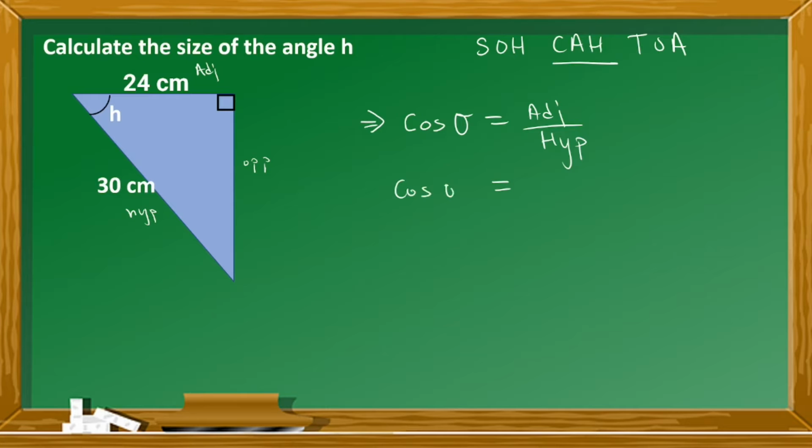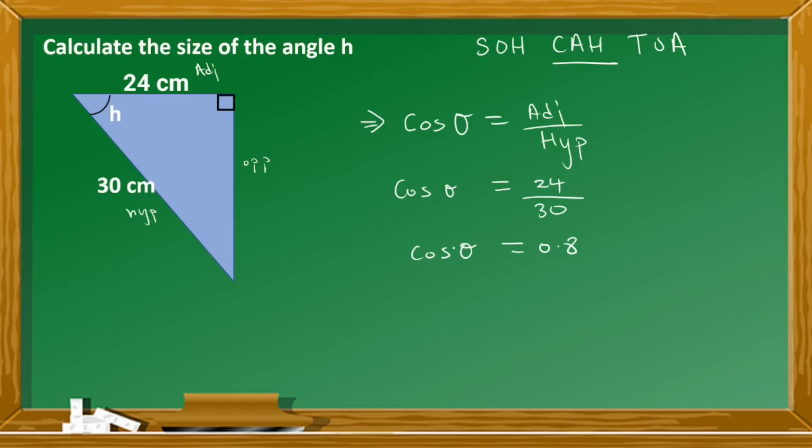So cos theta is equal to, our adjacent side is 24 and our hypotenuse is 30. When you are finding an angle given two sides, you have to use the inverse of the function to get the angle. First, we can simplify this, or you can leave it as is and type it into the calculator. But I am going to simplify that. 24 divided by 30 will give us 0.8. So cos theta is equal to 0.8.